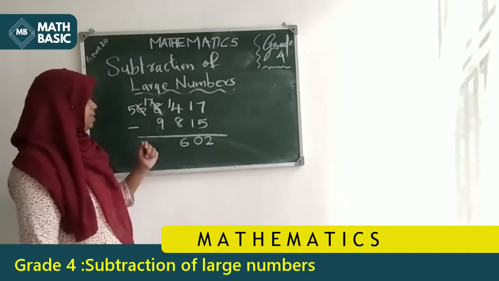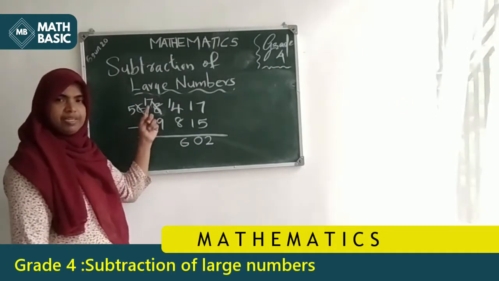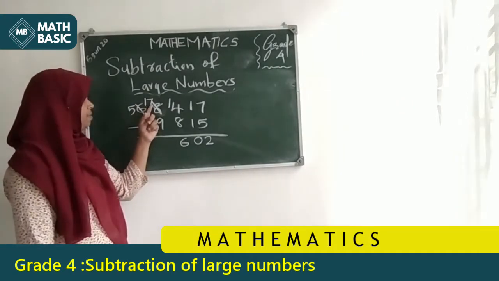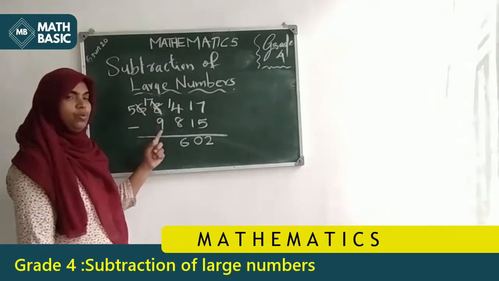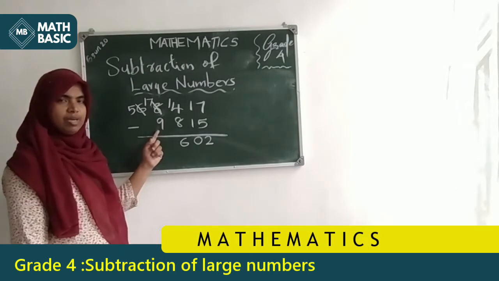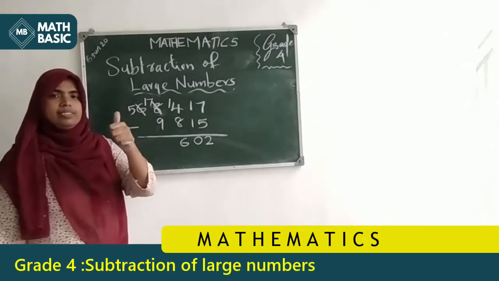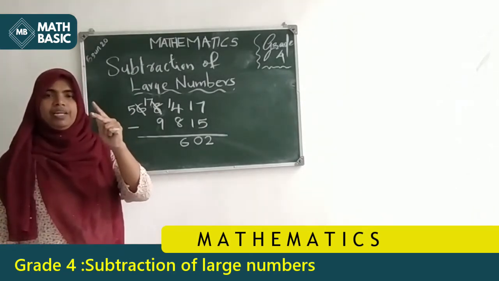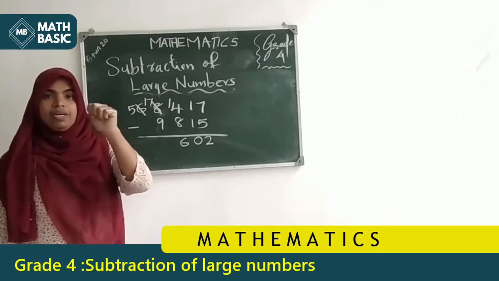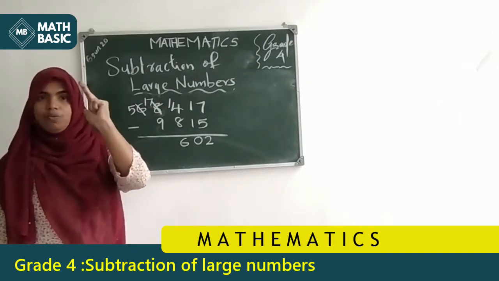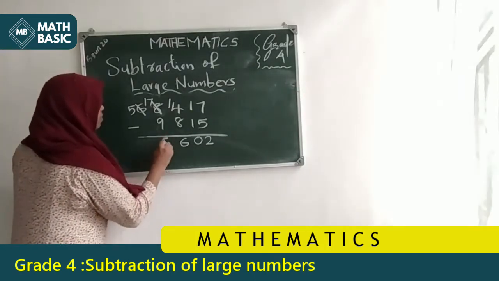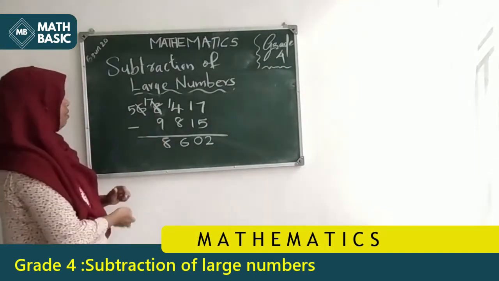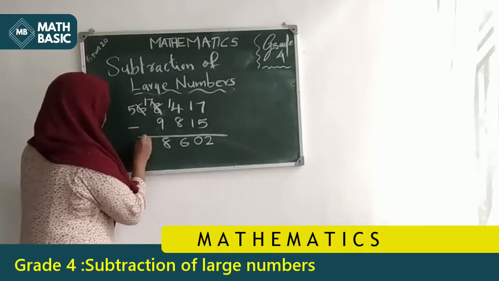Next, subtract 9 from 17. How can we do it? From 17, counting backwards. From 17 to 9, counting backwards. Very easy to get. 16, 15, 14, 13, 12, 11, 10, 9. How many numbers? 8 numbers. Is it correct? 8 numbers. Okay, 8. Then 5.